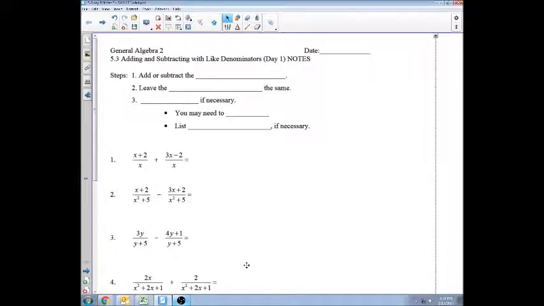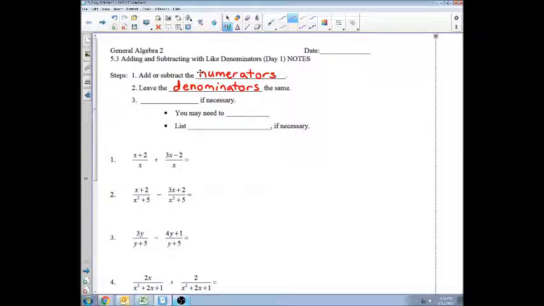It is 5.3, adding and subtracting with like denominators. The steps for adding and subtracting with like denominators is we will add or subtract the numerators. We're going to leave the denominators the same or leave them alone.